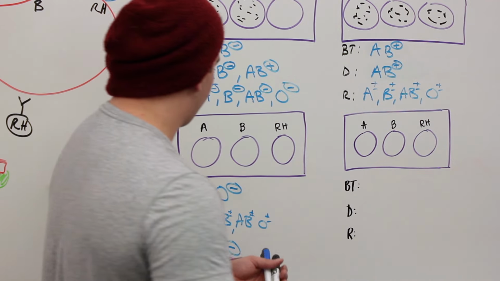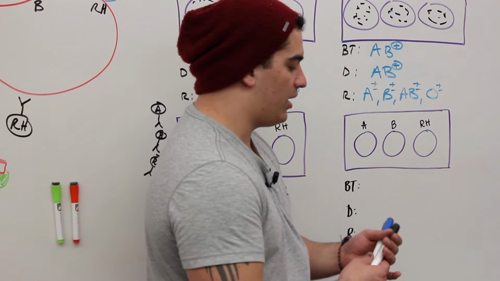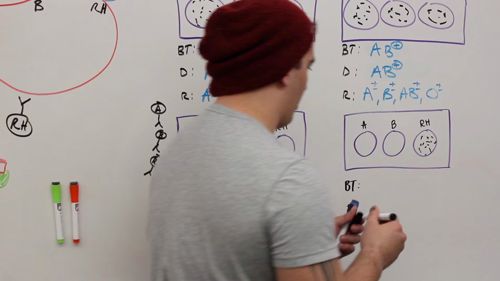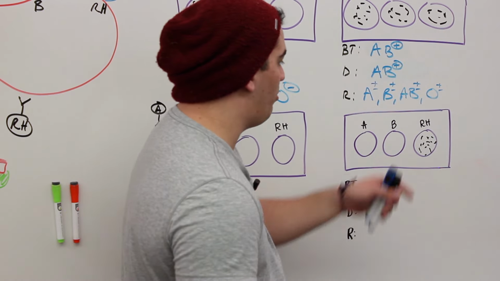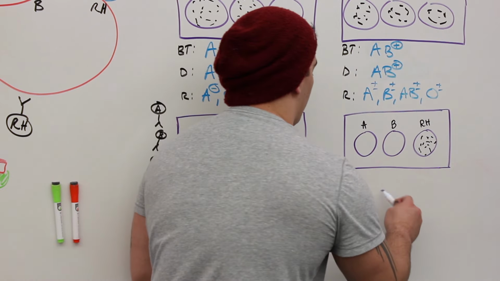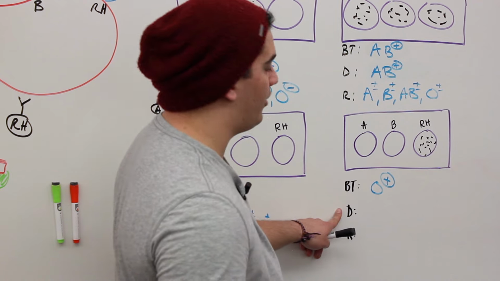Come over here. What if this person does not clump in A, doesn't clump in B, but does clump within the Rh? Well, this person is no A, no B, that's O. Clumped in the Rh positive, that's O positive. So if this person is O positive, we already know who he can donate to. He can donate to everyone.